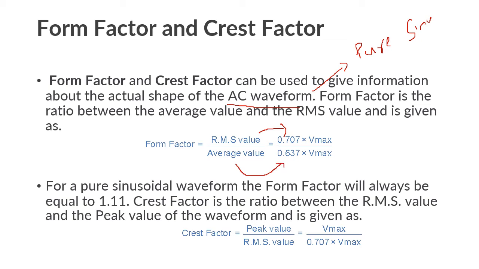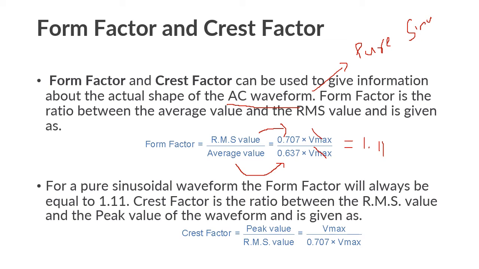Then after here Vmax and Vmax will be cancelled. Here that will be equal to 1.11. So for the pure sinusoidal waveform, we will get the value for the form factor as 1.11. That is constant. For all the pure sinusoidal waveform it will be 1.11.